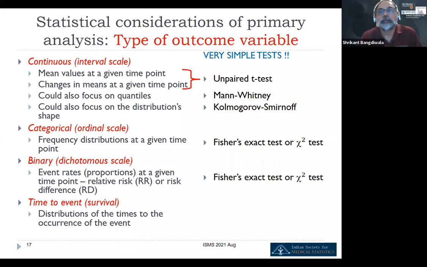go about imputing missing values, for example. But if we have time to event as our outcome, then we do the standard log rank test. So these are very simple tests, right? Now, when we're going to do analysis, what are the typical stages of analysis?